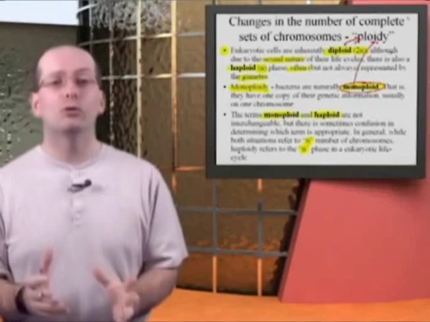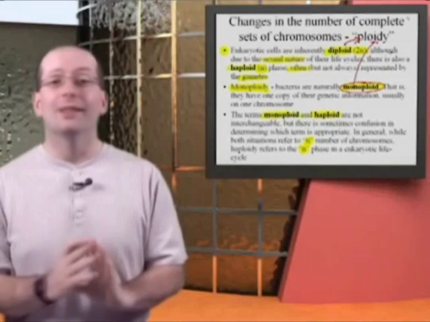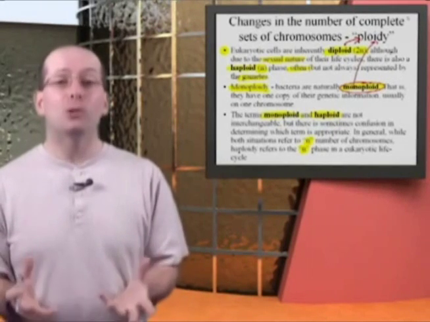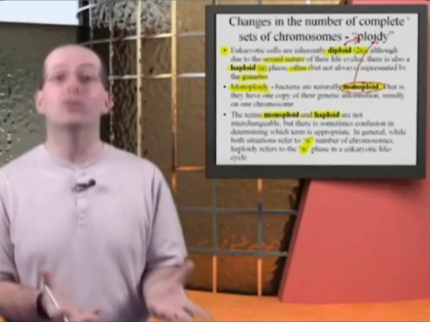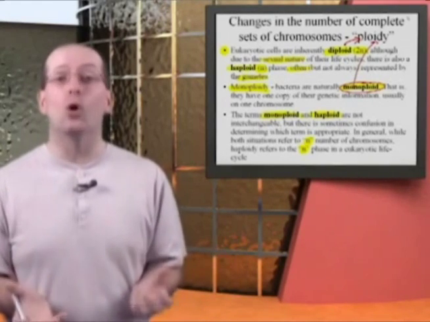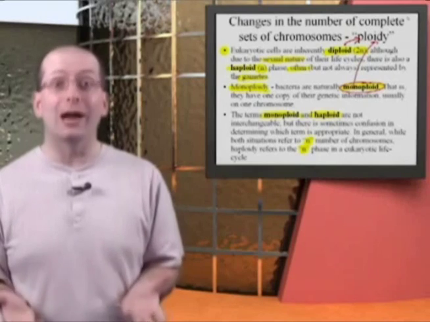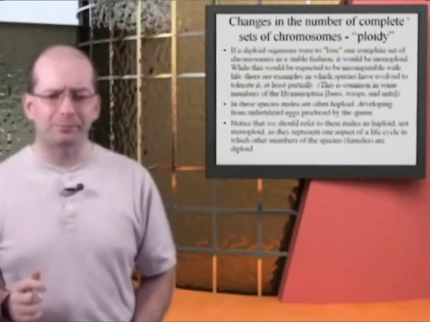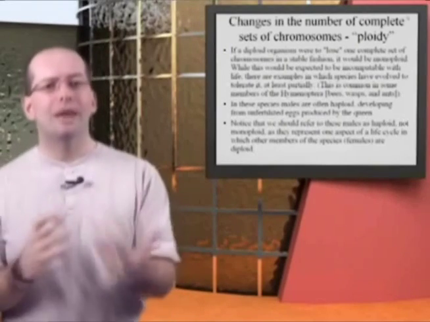But monoploid refers to prokaryotes that do not have alternation of generations with one set. Haploid refers to the one set phase in an alternation of generations eukaryotic situation. All right? So now that we've got that down, let's take it a little further.